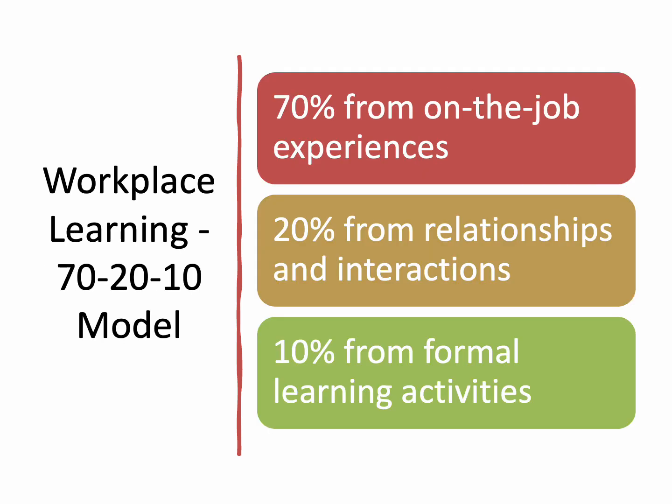Workplace learning follows the 70-20-10 model, which outlines how employees acquire knowledge and skills. Approximately 70% of learning comes from on-the-job experiences, such as solving real-world problems or completing assignments. For example, a manager learns leadership by handling a team project. About 20% occurs through relationships and interactions, like mentoring or peer feedback, which provide valuable insights. Only 10% comes from formal learning, such as workshops or courses.